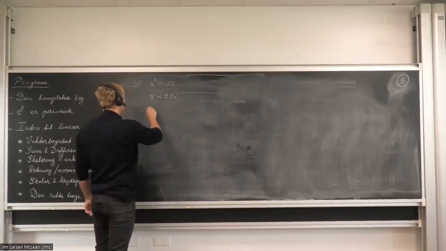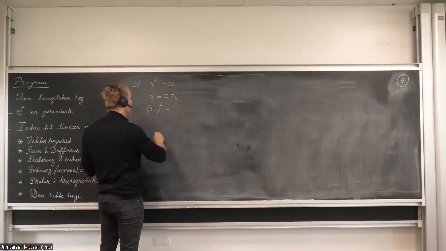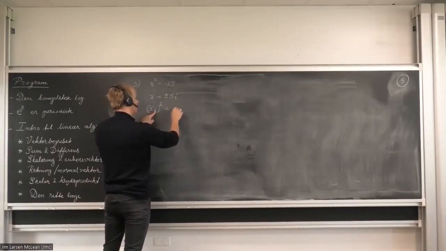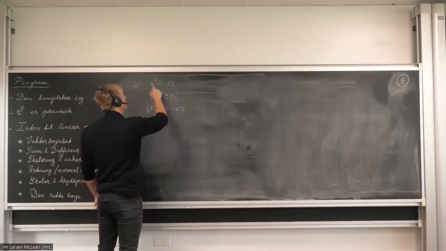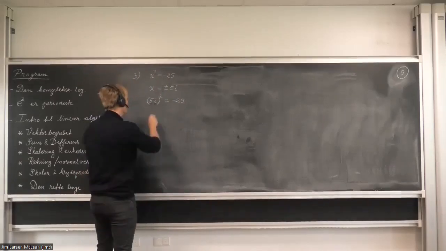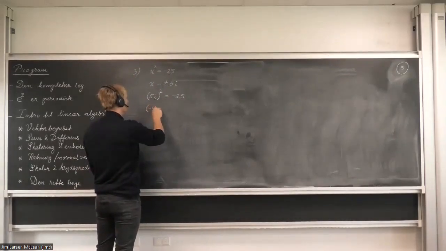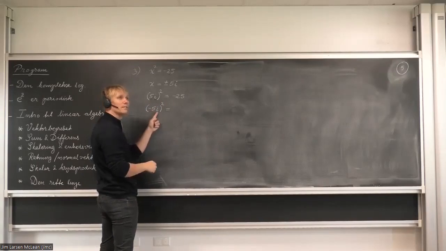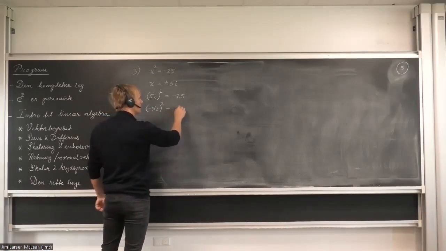Because if you take 5i squared, what does that give you? 5i squared is 25, and i squared is minus 1. And minus 1 times 25 is minus 25. So we see that the number 5i squared equals minus 25, and therefore it solves this equation. And we also see that the number negative 5i solves the equation as well. Because here, if you square the minus, and minus times minus gives plus, squaring 5 gives 25, and squaring i gives negative 1. So this also results in negative 25.